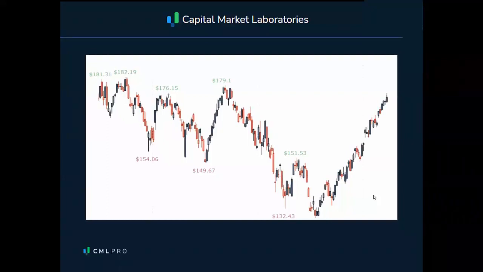How about now? It's back to 180. What do you do now? Shorting, longing, closing. It's at 180. What are you going to do?